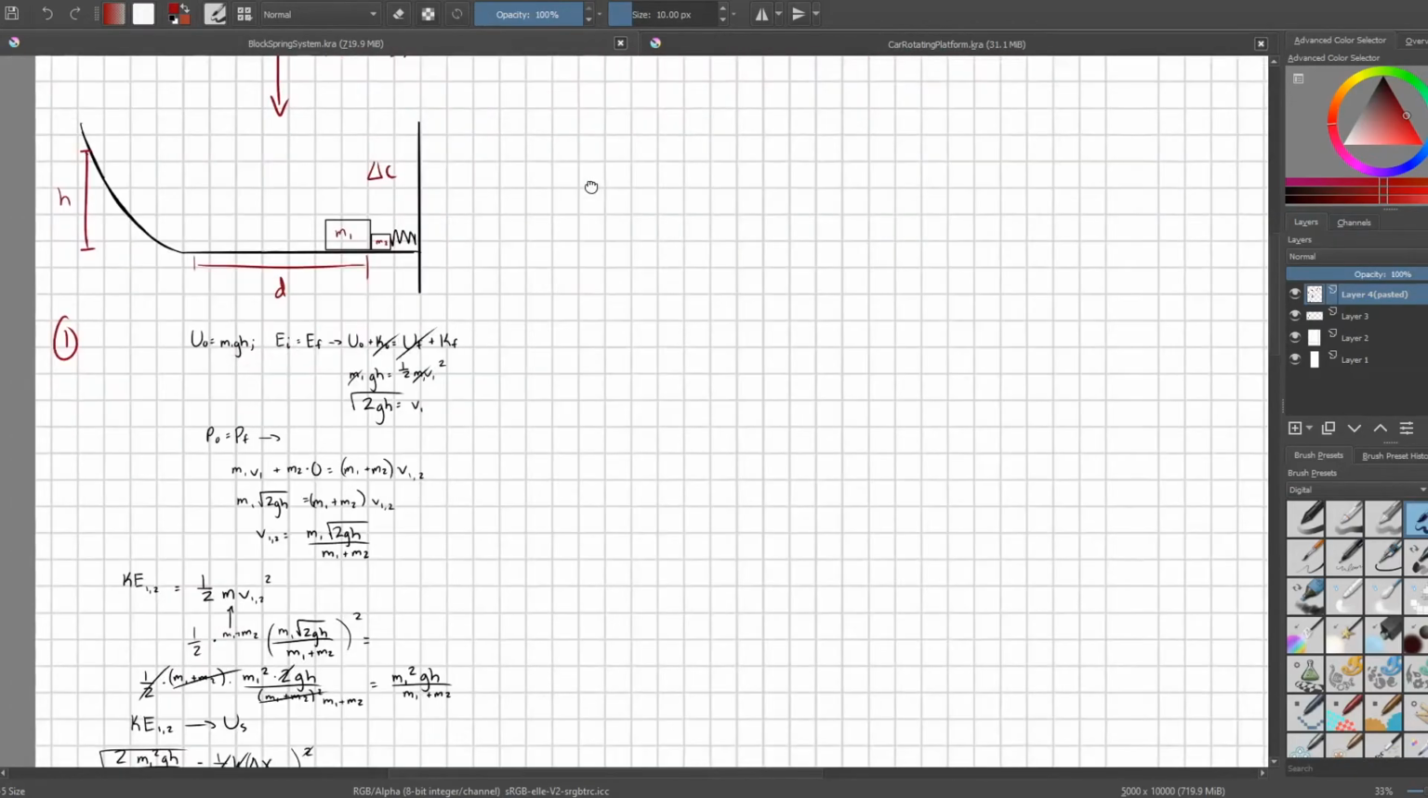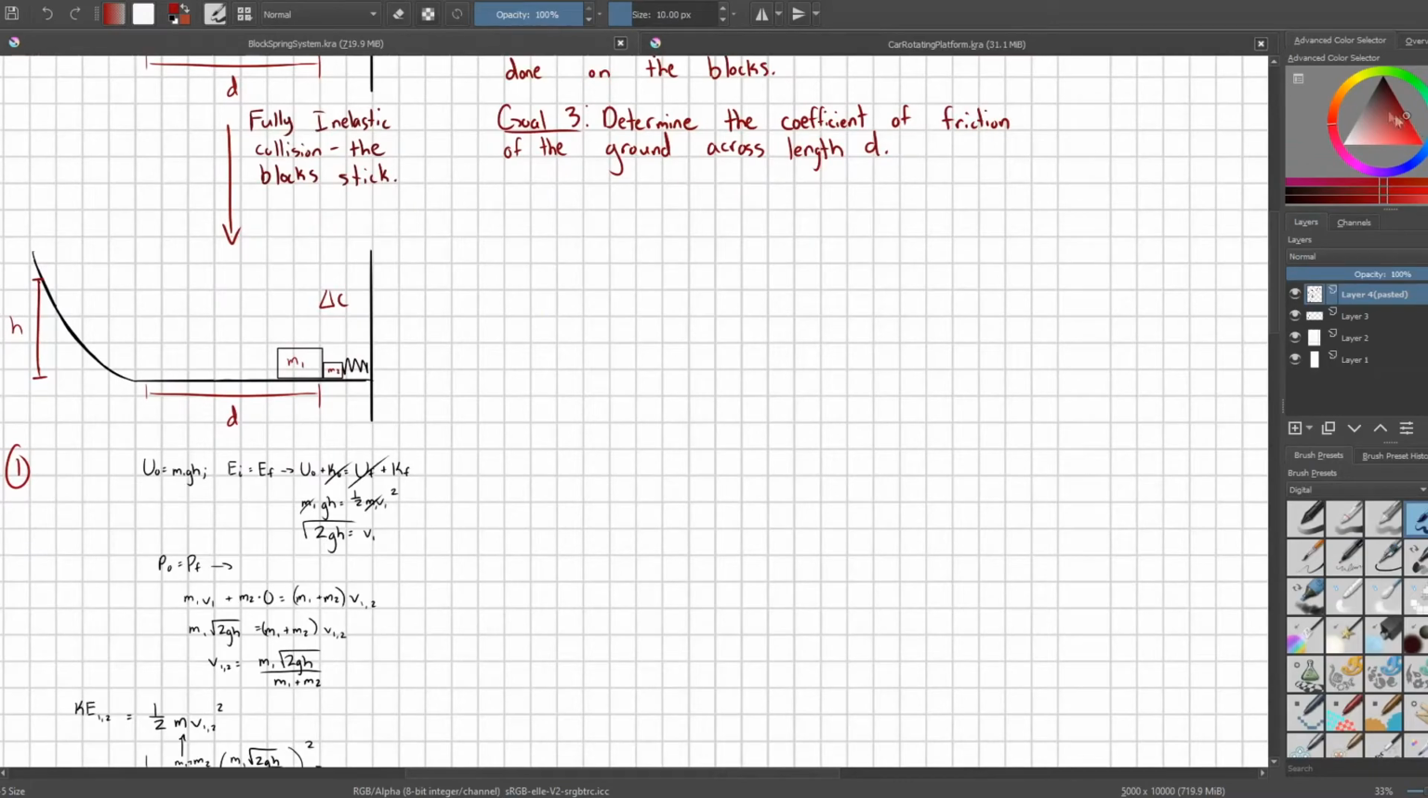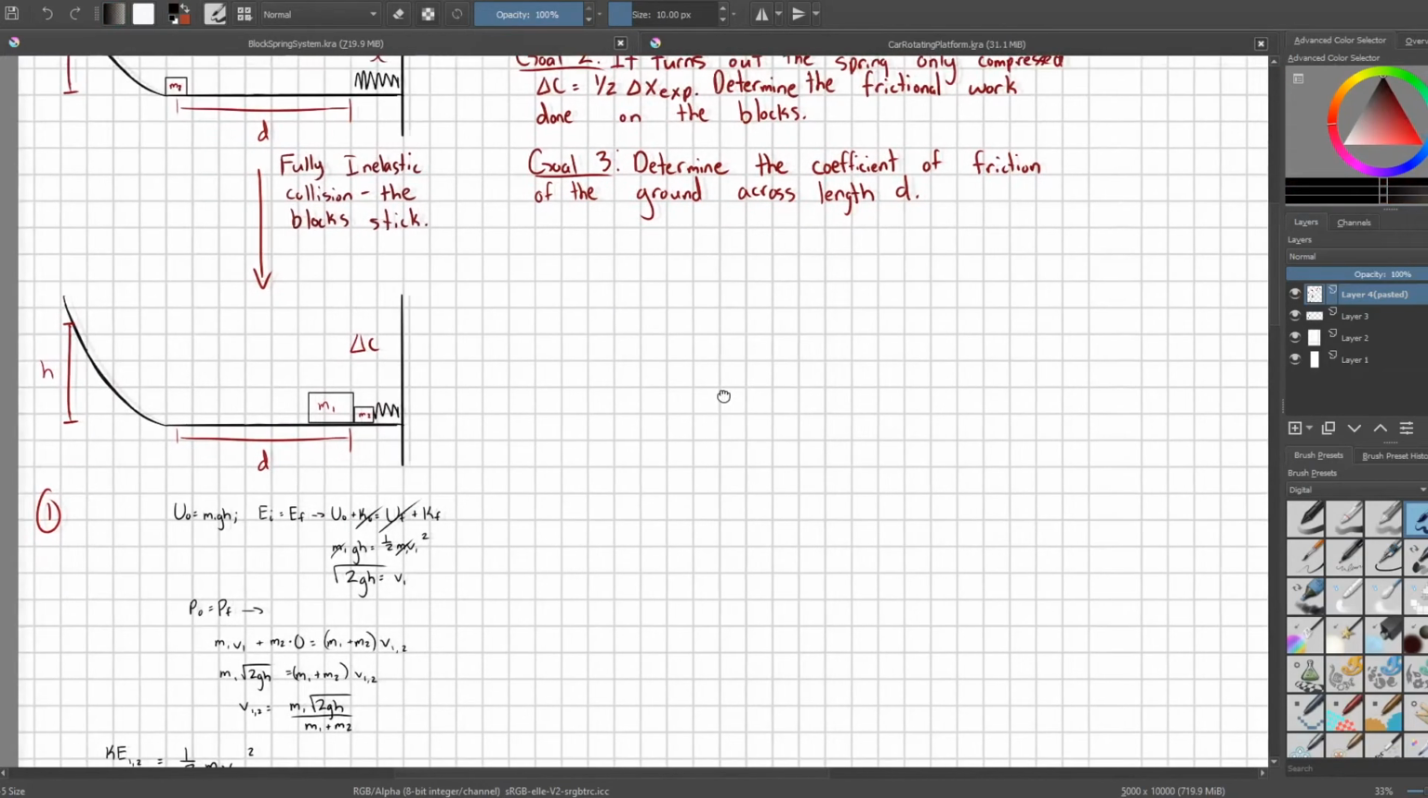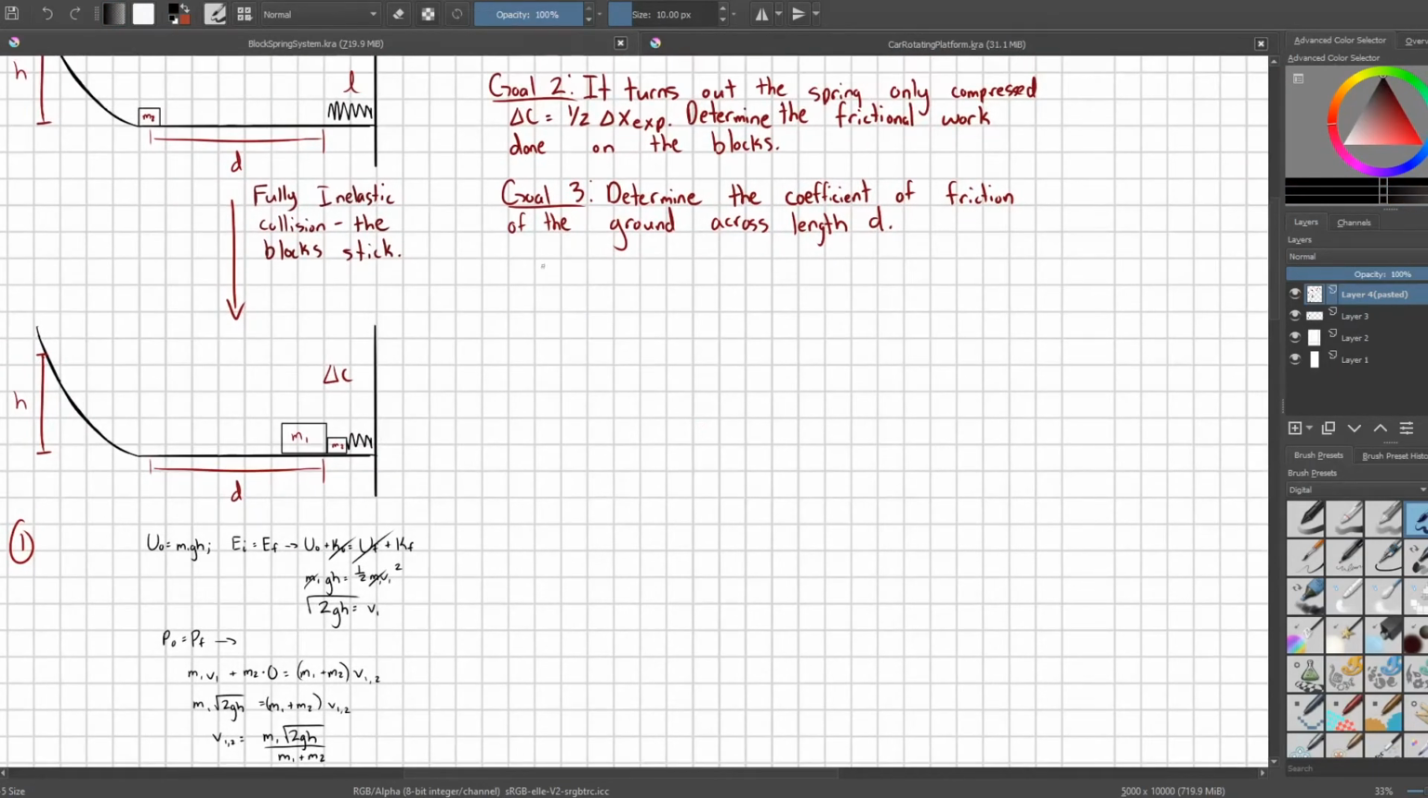So in order to do this, first, let's go ahead and figure out what's the best way to go about this. We can say that the work due to non-conservative forces, being friction, equals the work due to friction, equals whatever that change in energy of this block system is before it hits the spring.